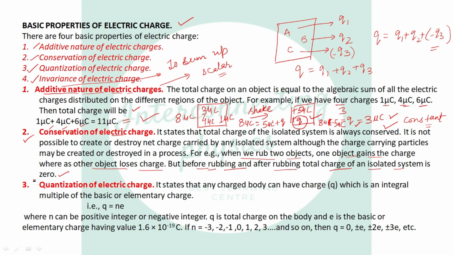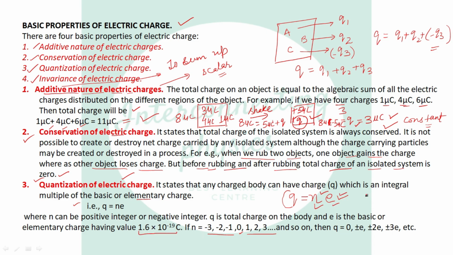So next you see quantization of electric charge. It states that charge on an object, that is Q, is equal to integral multiple of basic charge. We write basic charge as e, and we write the integer with n, and total charge on the body is Q. See, n can be positive, n can be negative, n can be 0. And the basic elementary charge has value 1.6 into 10 raised to power minus 19 coulomb.